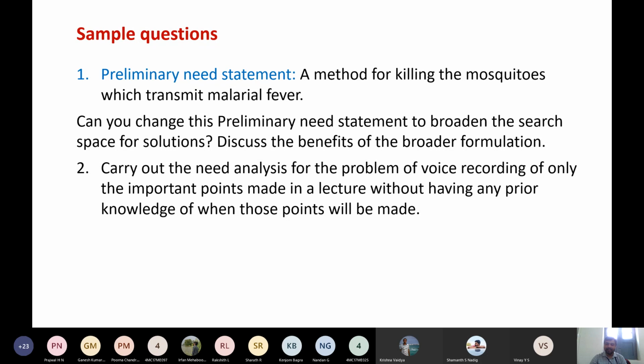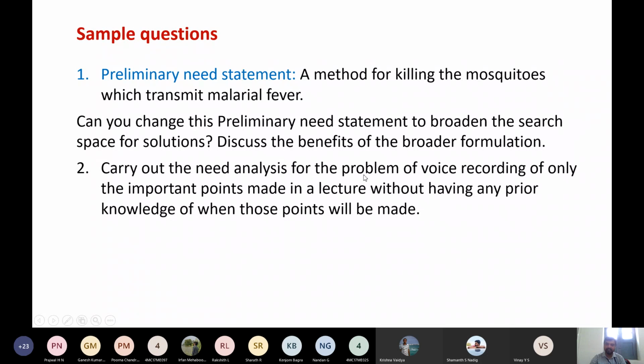If a lecturer is delivering a lecture for 1 hour, and you are able to identify which are the important points he covered in that 1 hour duration, then that will be very useful for students, and even during internals. During internals they can watch the recorded video where important points are separated from the main lecture. So this is the problem area.